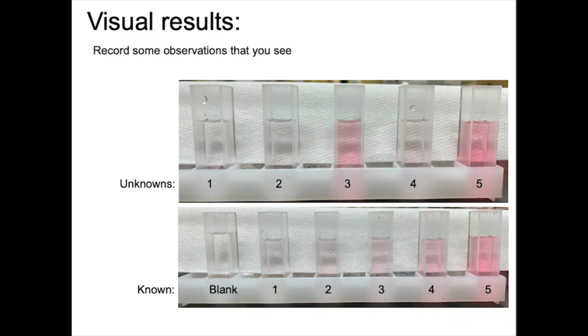So for instance, the blank is colorless and clear, whereas unknown 5 has a darkish pink solution that is also clear. So just a little difference, but go ahead, pause the video and make your observations now before we actually start running. And when we run the data through that spec, don't worry about writing anything down. We're going to have the raw data on Blackboard for you.